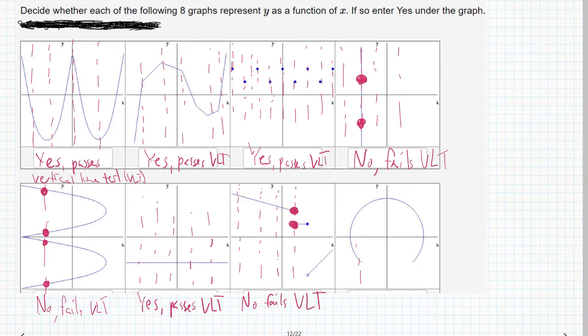And last but certainly not least, we go right out the gate. We can put that point there and that point right up above. We see that this fails the vertical line test. So they're functions when you saw yes, and they're not functions in terms of x when you see the no, fails the vertical line test.